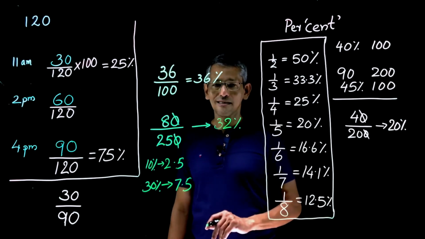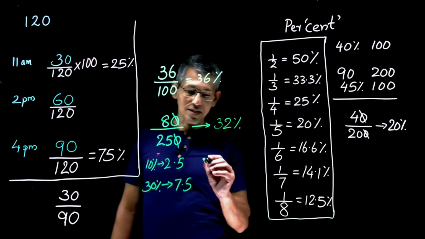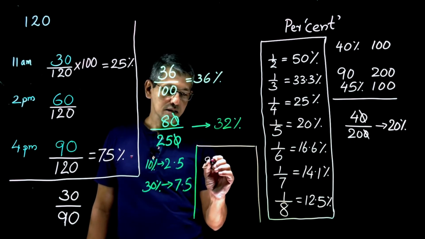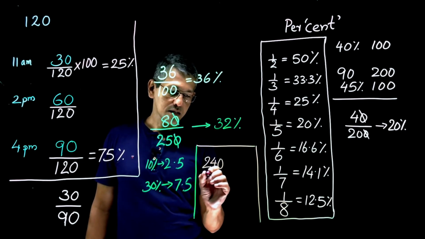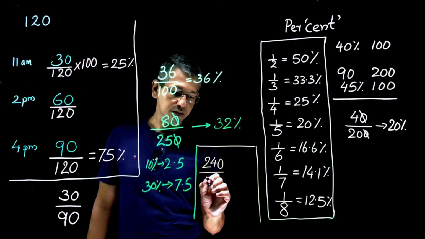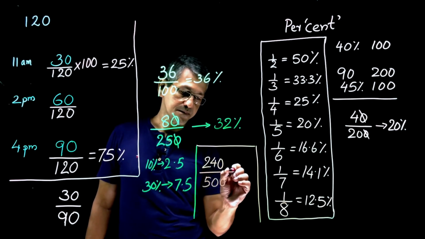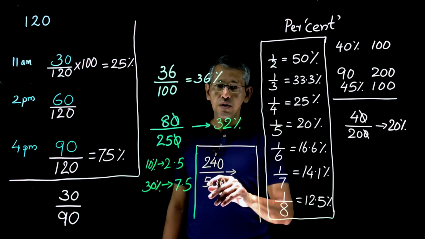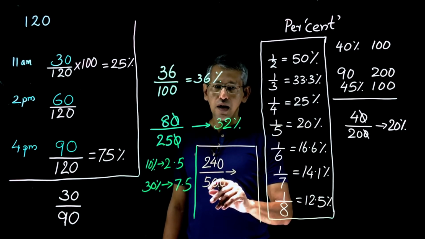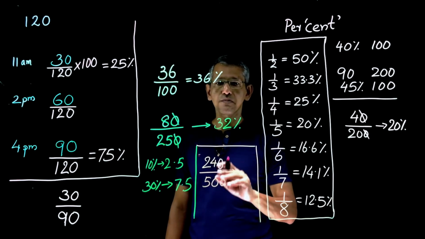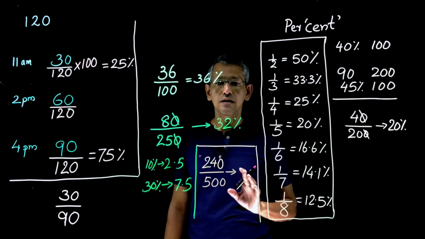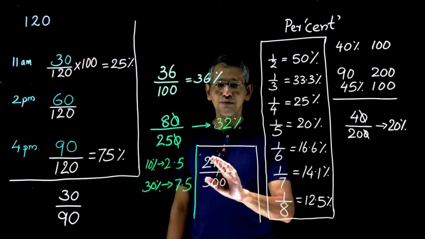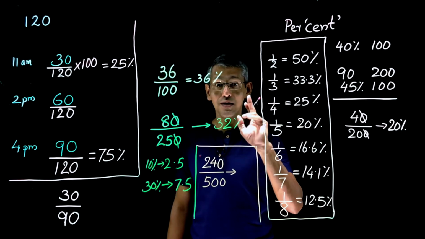Hope you got it. Well, another example we can take. Here we have 240 out of 500. What percentage is it? So 240 out of 500. What do we know? Half of 500, so 50% of 500 is 250. Correct? So this is 240. That means 240 is less than 50%. That's the first thing we have.